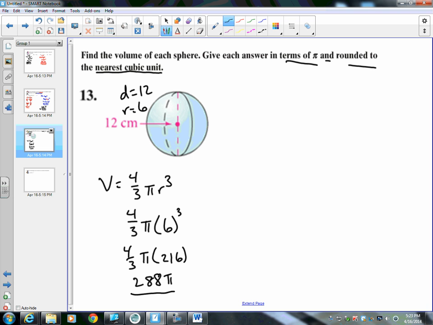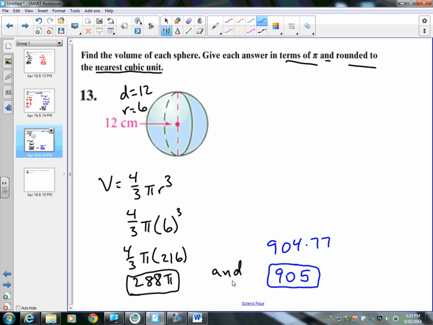Now this is our answer in terms of pi, and we want our answer rounded to the nearest cubic unit. So 288 pi multiplied out is 904.77. If you round this to the nearest whole number, we end up with 905. 7 tells us to round up. And those are our two answers.